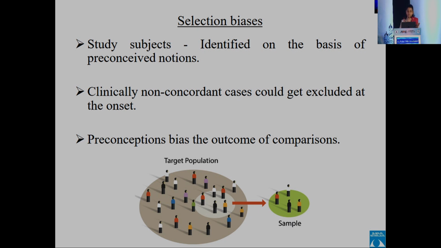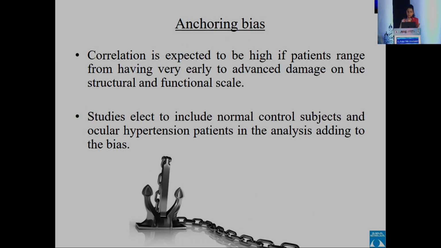Sometimes in studies, even patients with ocular hypertension and all are included. But before we even understand the concept, there are some cases which are not selected in the study because they do not fit in the criteria. So there is selection bias, and which will bias the outcome of comparisons.